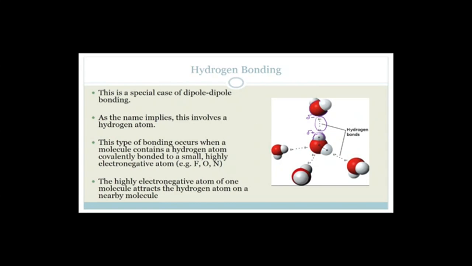Okay, so there you go. Your oxygen, which is the highly electronegative atom, is going to attract the hydrogen atom on the nearby molecule. This oxygen atom is attracting this hydrogen. This oxygen atom attracting this hydrogen. So there is attraction between the molecules.